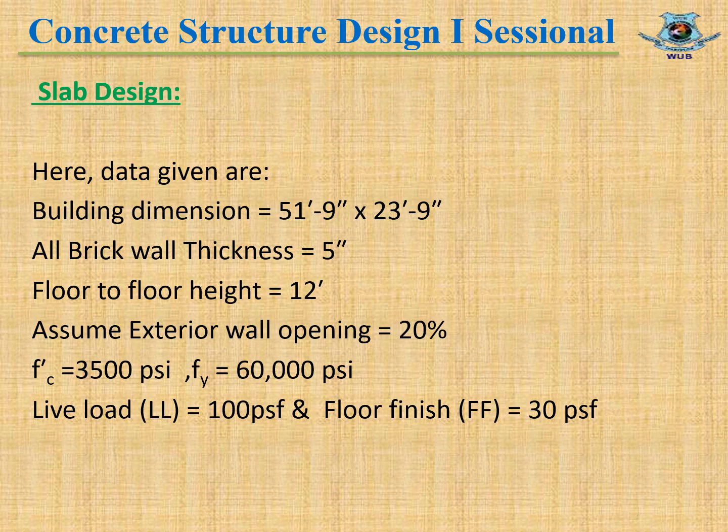Slab design. Here the given data are just picked from the question. Building dimension, length equal to 51 feet 9 inch and width equal to 23 feet 9 inch. Brick wall thickness equal to 5 inch. Floor to floor height equal to 12 feet. Assume exterior wall opening equal to 20% for window. f'c equal to 35,000 psi. fy equal to 60,000 psi. Live load equal to 100 psf and floor finish equal to 30 psf.